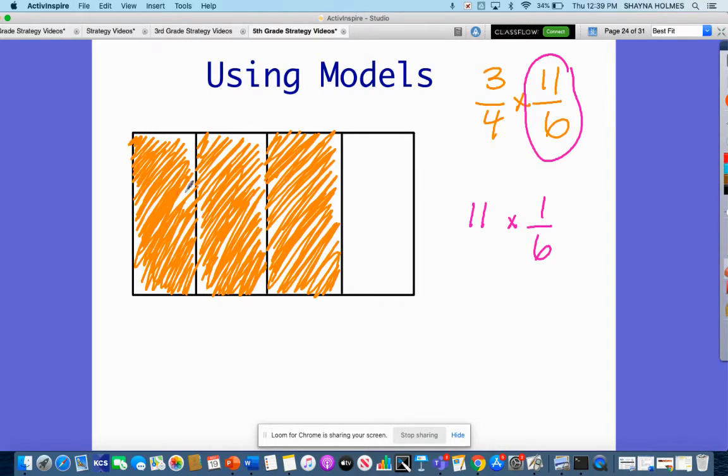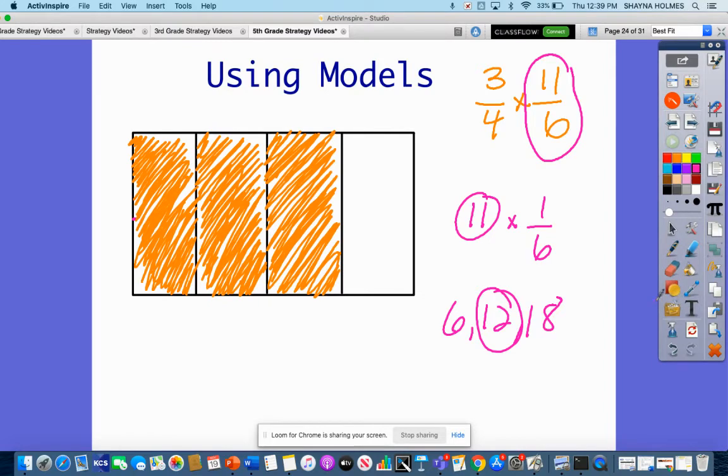So I can't just divide this into 6 sections across because I won't have enough. I need 11 of them. So I like to think about a number that is a multiple of 6. I have 6, 12, and then what, 18? So I'm going to use 12 because that's the closest to 11. So I'm going to divide this into 12 sections, and you know what, this might be a better way to do it.